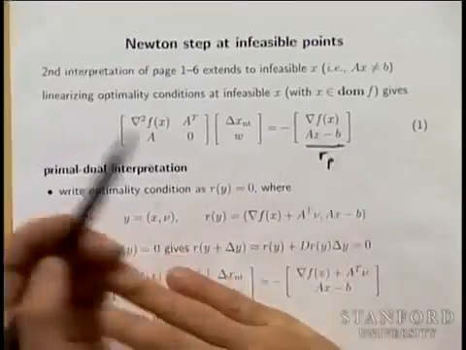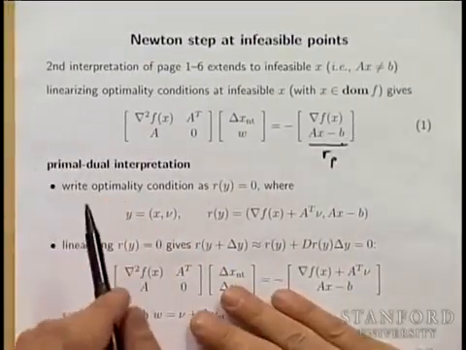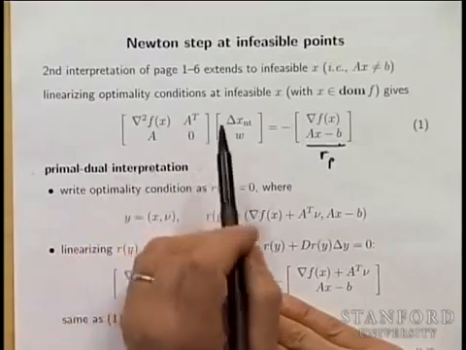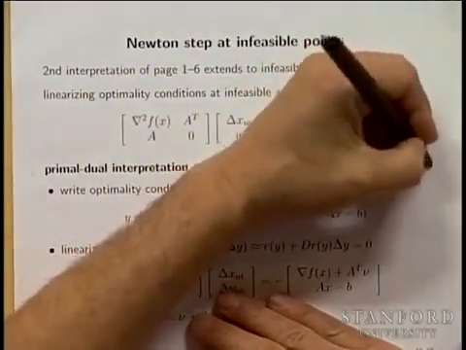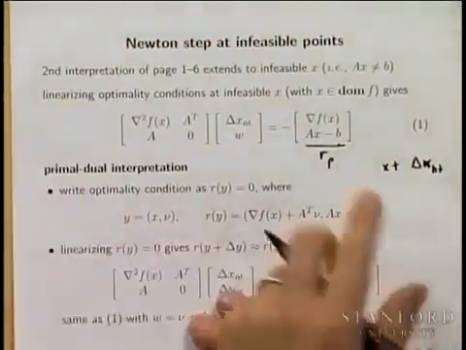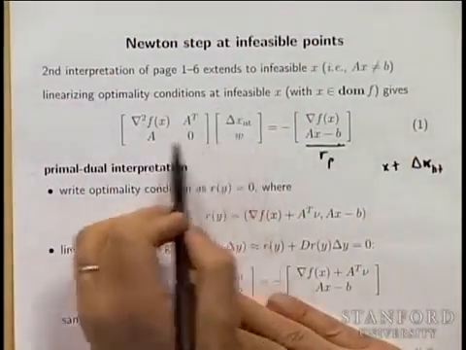And so we can actually work out a couple of interesting things. We can see the following. It is always the case that x plus delta x Newton is feasible, and you can see that directly from this bottom row.